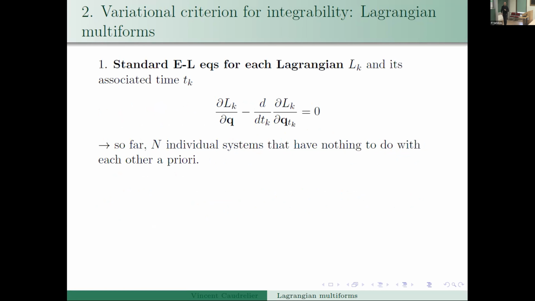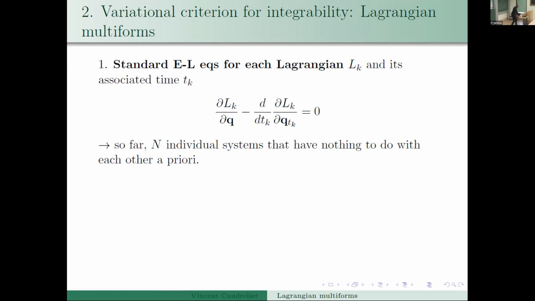The first set is your traditional Euler-Lagrange equations, but for each of the Lagrangians and its corresponding time. So at the moment, it's like you have n independent Lagrangians. They don't know anything about each other yet. But that's because those arise when you look at gamma along one of the t_k directions. And now we're going to require that it doesn't have to be one of the main directions t_k, but as I said, it should be parameterization path independent. So now they're going to start to talk to each other in a non-trivial way.